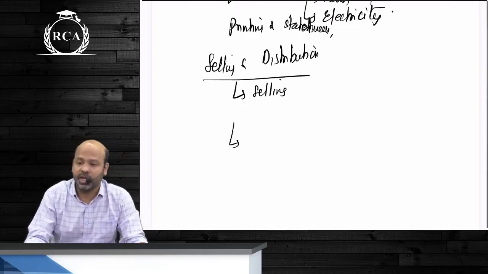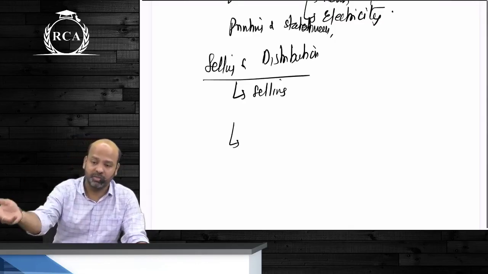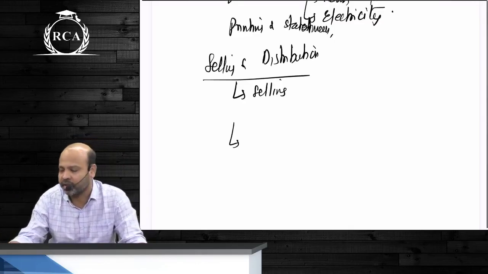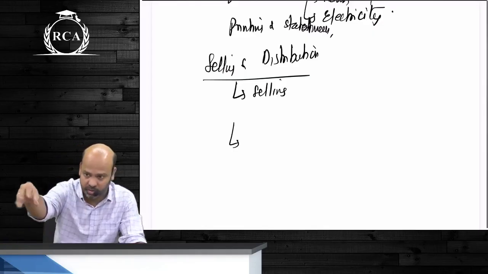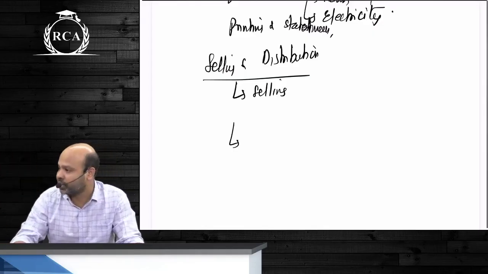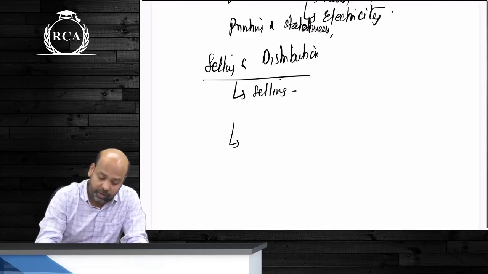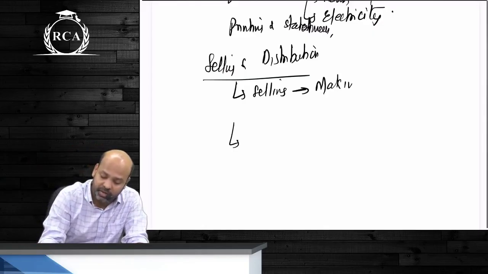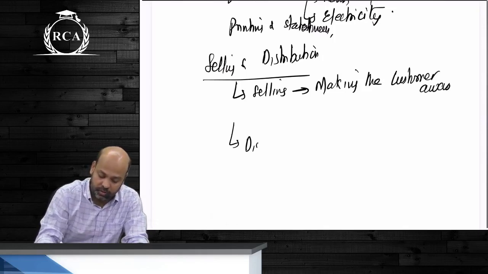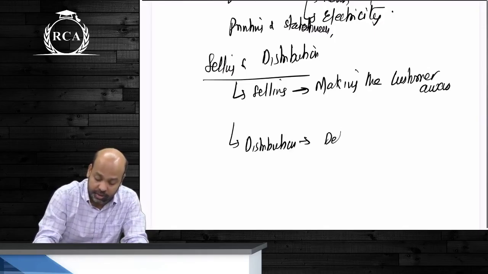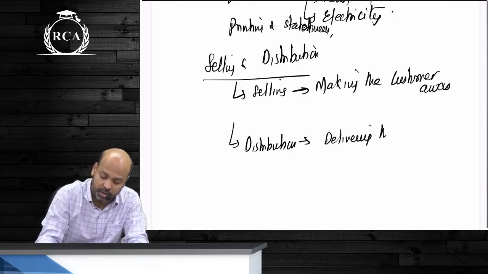Any expenditure that you incur, guys, to make the customer aware of the product is a selling expenditure. Any expenditure that you incur to bring the product to the customer's location is a distribution expenditure. So making the customer aware is selling expenditure. Distribution as such, beta, is delivering the product.